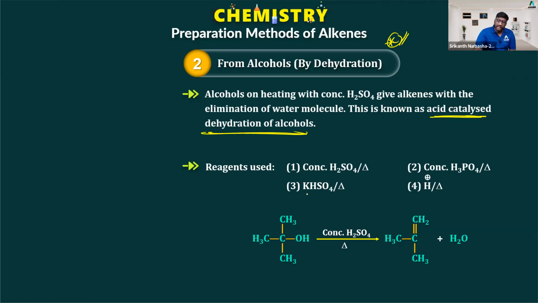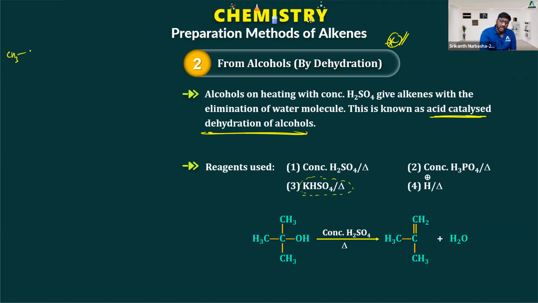You may ask a question, sir, here KHSO4 means no H⁺ ion. How does this act? KHSO4 will give K⁺ and HSO4⁻. HSO4⁻ can react with water to produce H⁺ ion again, that is H2SO4 is obtained, which can release back the H⁺ ion. So what is the reaction mechanism?